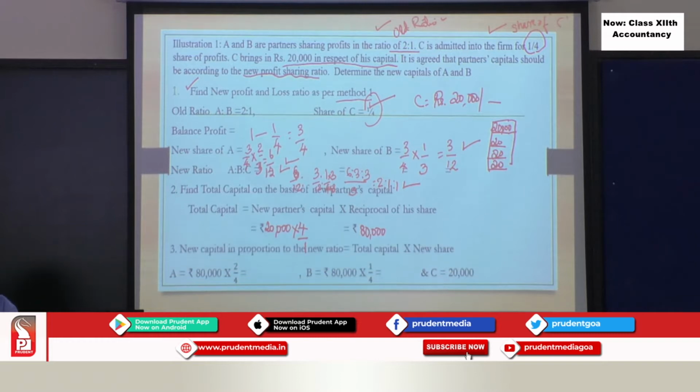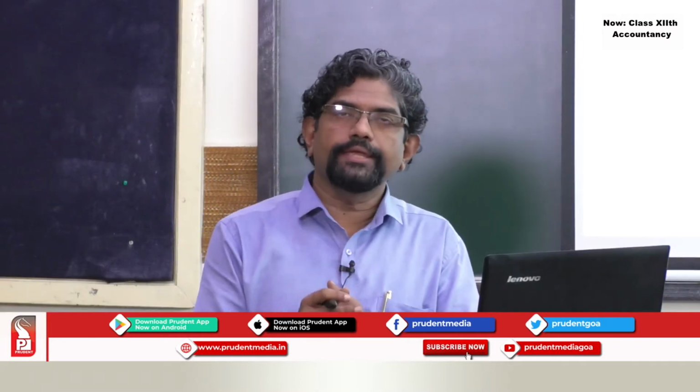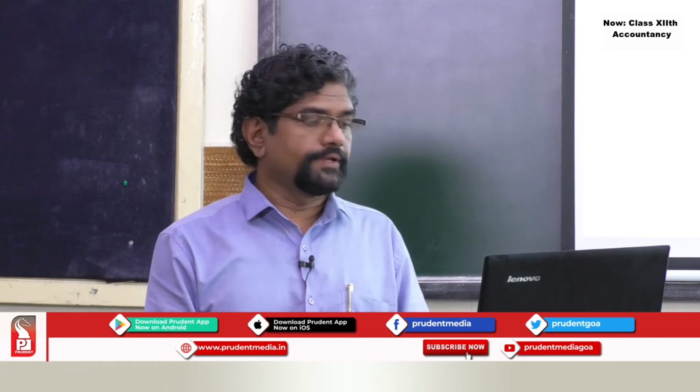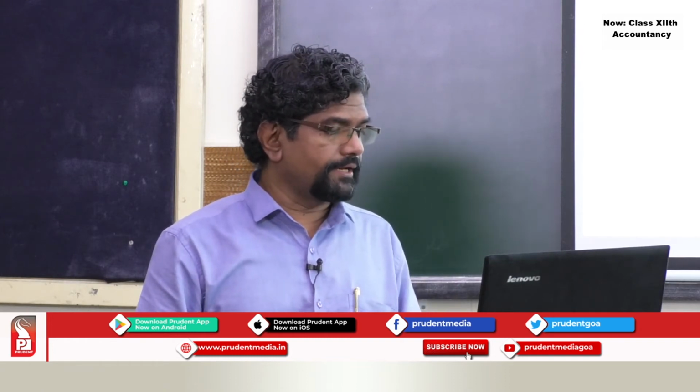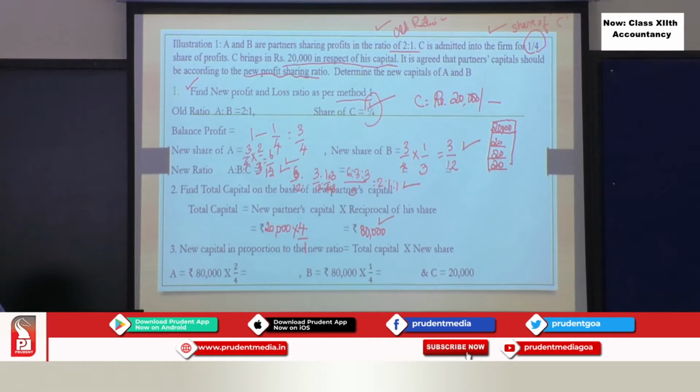Now, we have to find the proportionate capitals of all the partners. The proportionate capital of A, B and C is to be found. Okay, how do we do it? The total capital what we arrived at, this 80,000, we have to divide in the new ratio which is 2 is to 1 is to 1. So, we have to divide the total capital in the new ratio. So, we get the proportionate capital.